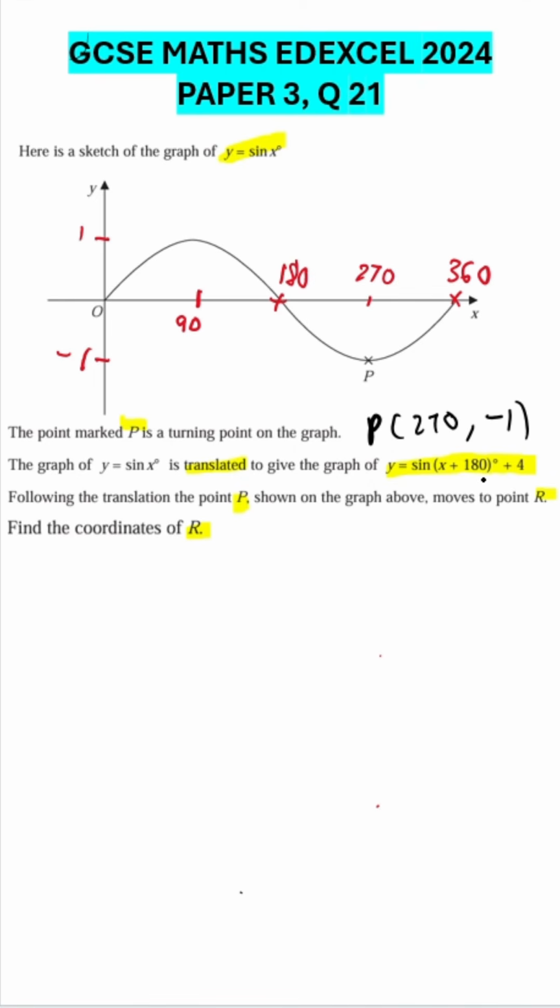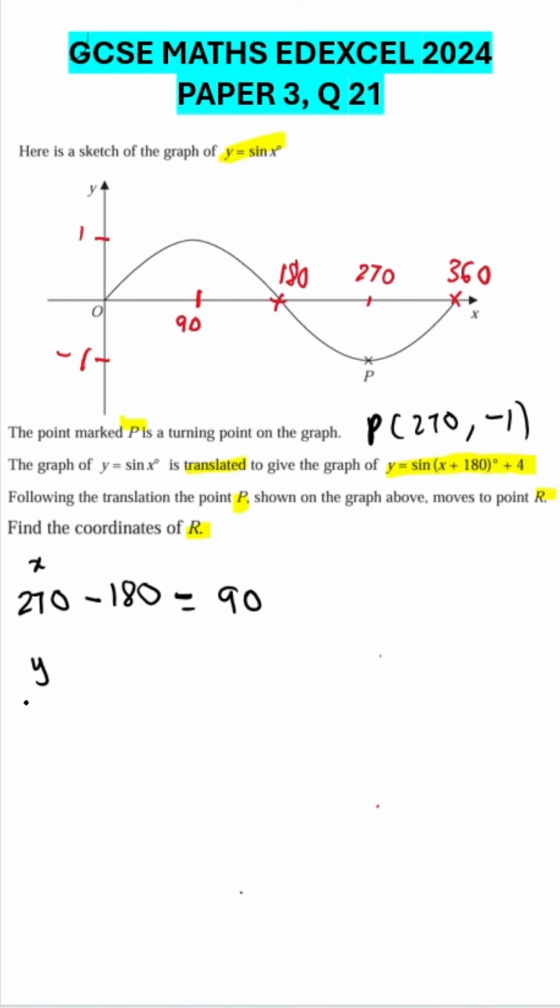We're given x plus 180 degrees, and because the 180 is inside the brackets, we know first that it applies to the x-coordinate, and second that we need to change the sign of whatever's in the brackets. So for the x-coordinate, I'm going to do 270 minus 180. And that's because this was originally a plus, so I'm going to change it to a minus, and that's going to give me 90. So I know that the x-coordinate of R is 90.